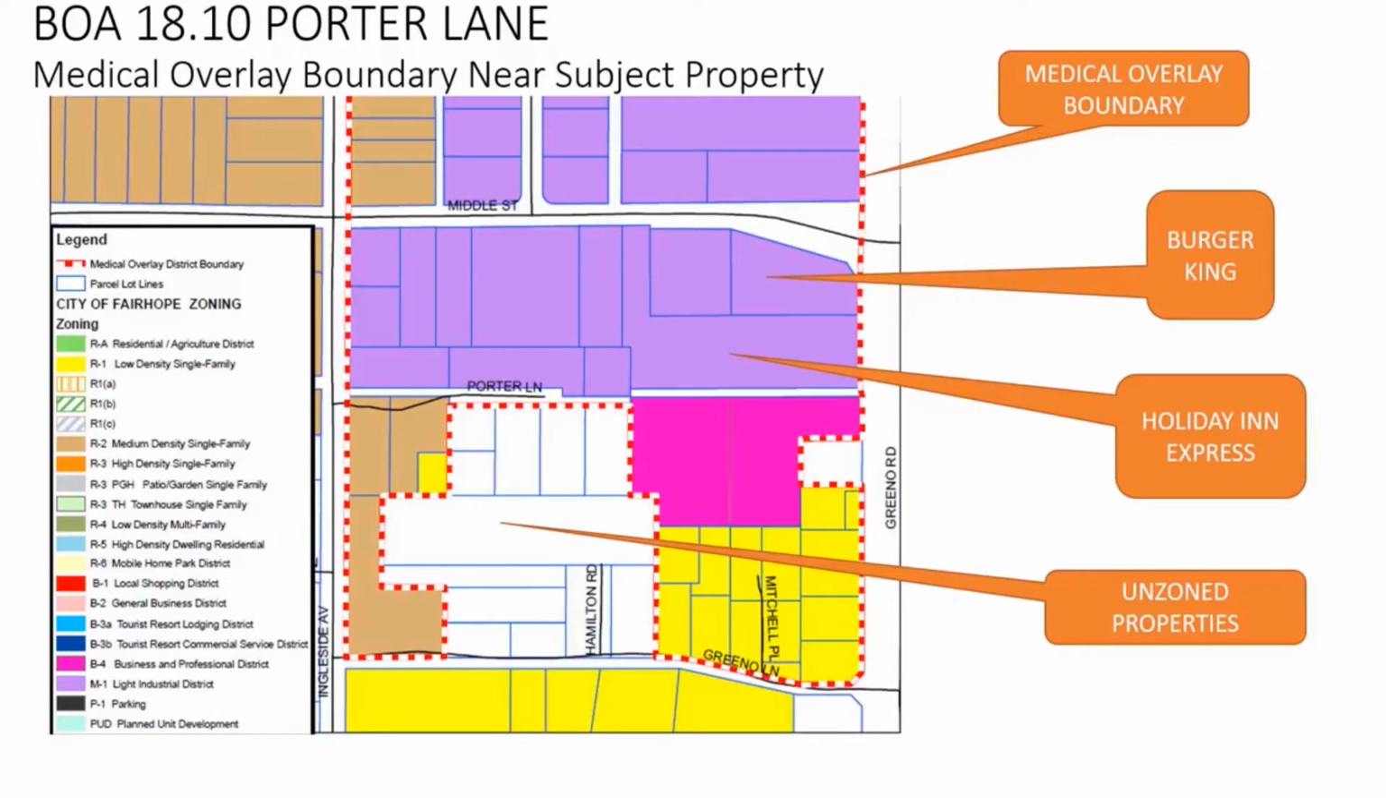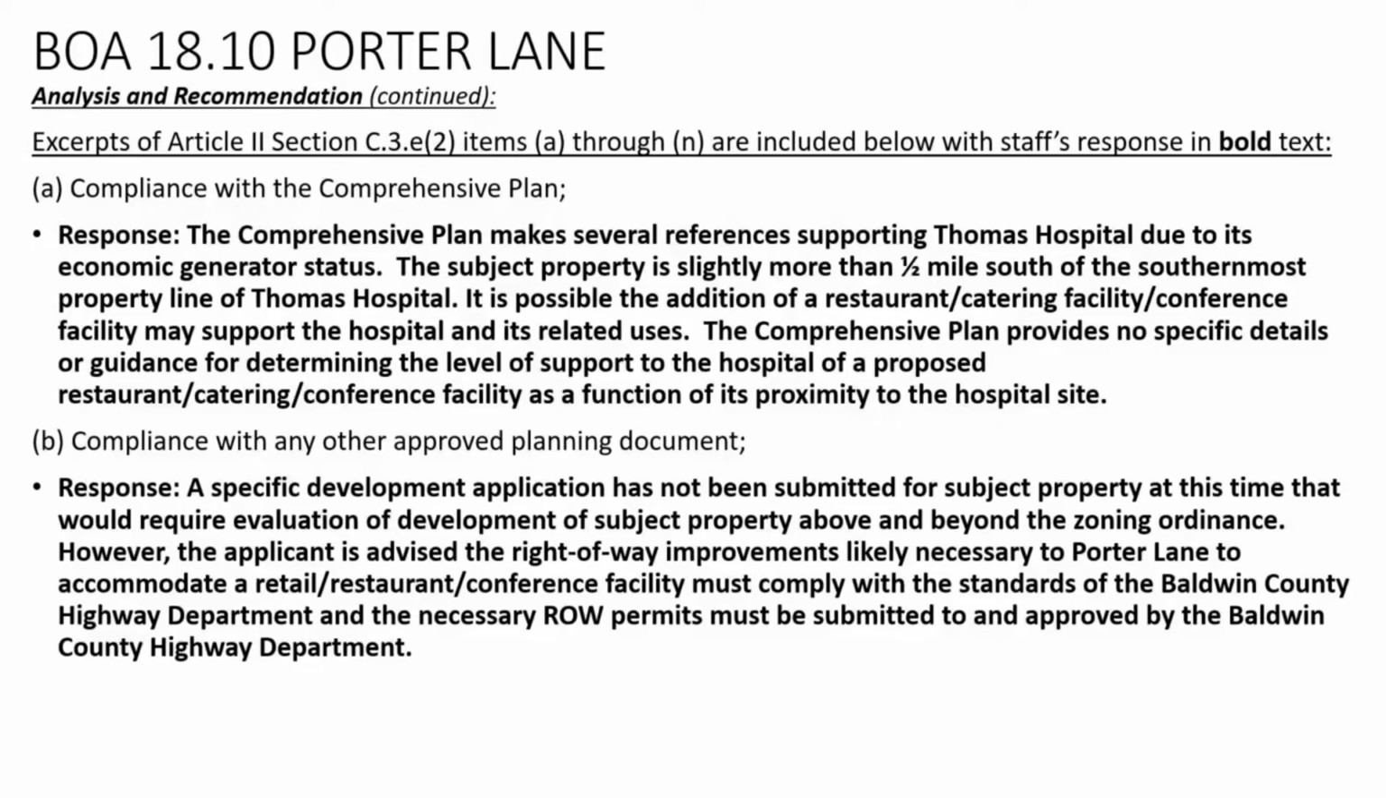Its inclusion in the medical overlay is the allowance for this process to be heard as an allowable use inside an M1. We also wanted to mark some of the nearby uses. There's a Burger King fast food restaurant in close proximity. There's also a Holiday Inn Express. We also wanted to note for you here the unzoned properties that are nearby, so therefore they are not included in the medical overlay. So we'll continue with the analysis recommendation.